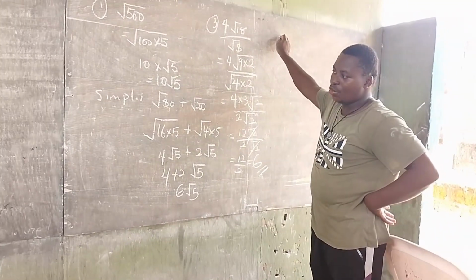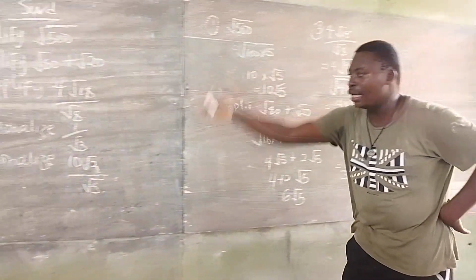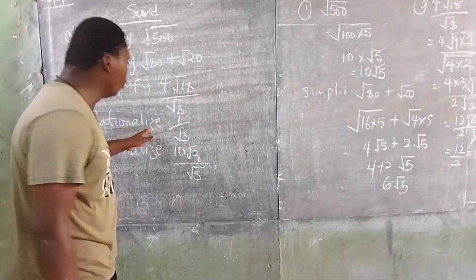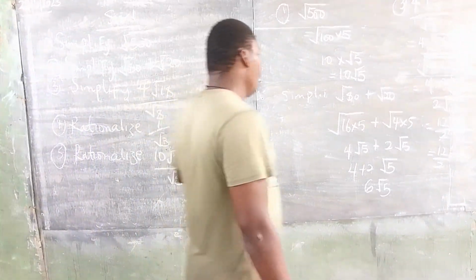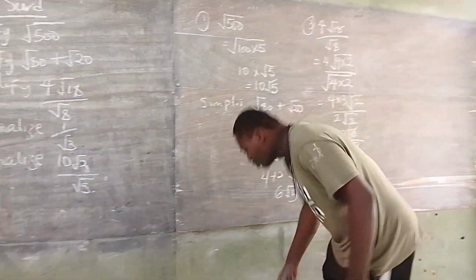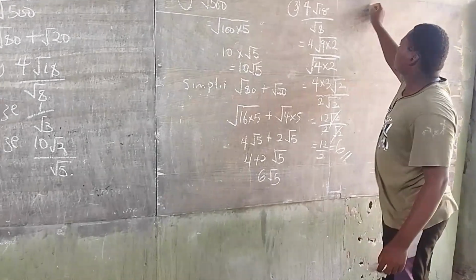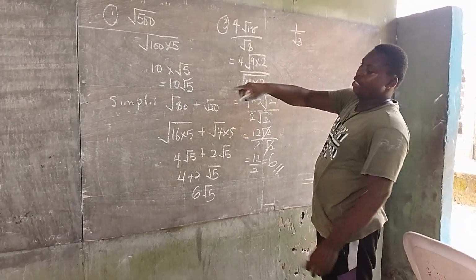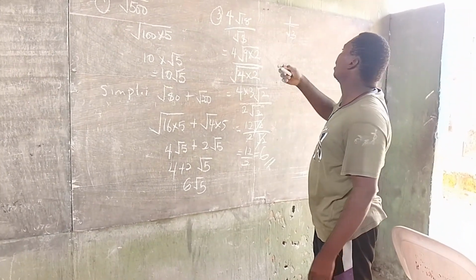Next, the next question here is rationalization of Surds. Very simple. If you have something like this: rationalize 1 over root 3. That is the question there.